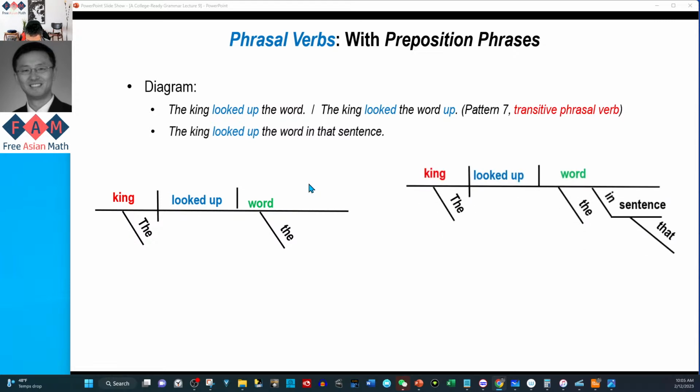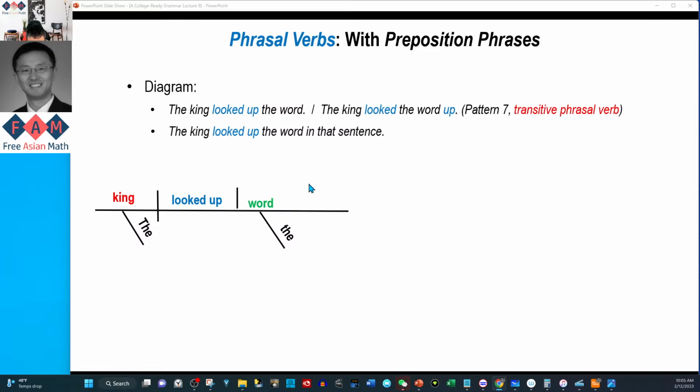But if we say something like, the king looked up the word in that sentence, compare this sentence with the very first one we just looked at. What is the difference now? Now we have an actual prepositional phrase, in that sentence. How does this change the meaning of the original sentence? Well, this prepositional phrase is right after the word, so in that sentence serves as an adjective, modifying the word, telling us which word we are talking about. The king looked up the word in that sentence. Not any given word, but the word in that sentence.